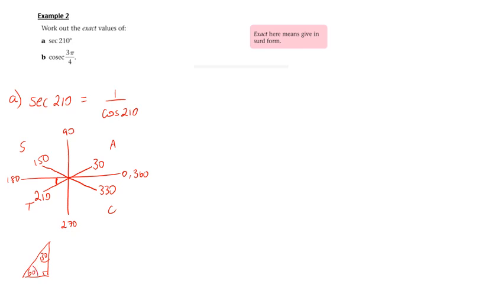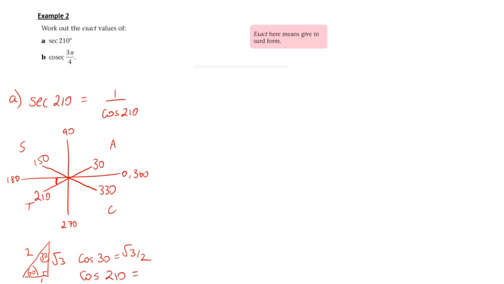And it was the triangle that had sides 1, 2 and root 3. So using that triangle I can work out what cos of 30 is. Cos is adjacent over hypotenuse, so it's root 3 over 2. Now cos of 30 is a positive number. Looking at the CAST diagram, the one that I want is cos of 210.